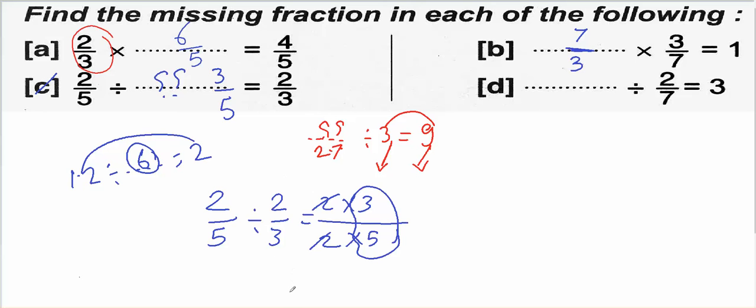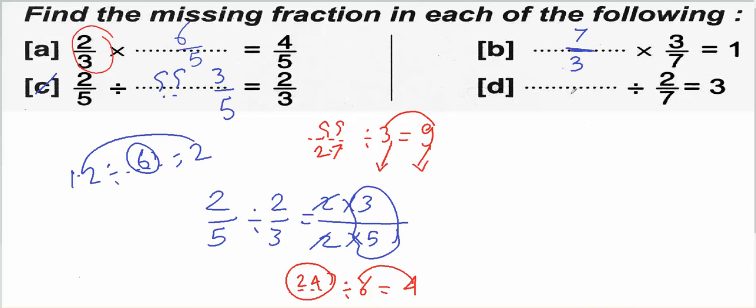Another example, space divided by 6 equals 4. We all know that 24 divided by 6 equals 4. Or you can get it by multiplying 4 times 6 equals 24.